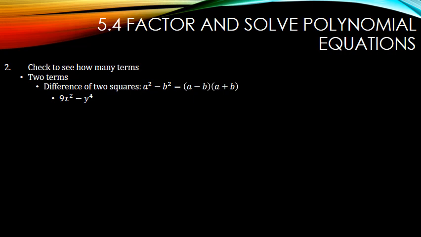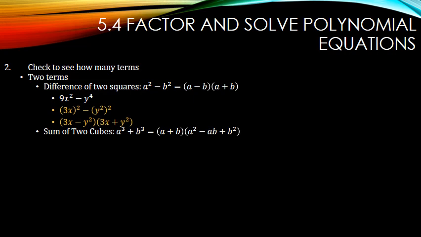Notice the 9x squared is the same as 3 squared and x squared, and y to the 4th is the same as y squared squared. So this is the difference of squares where the a is 3x and the b is y squared. So it factors to be a minus b, a plus b, so it's 3x minus y squared, 3x plus y squared.